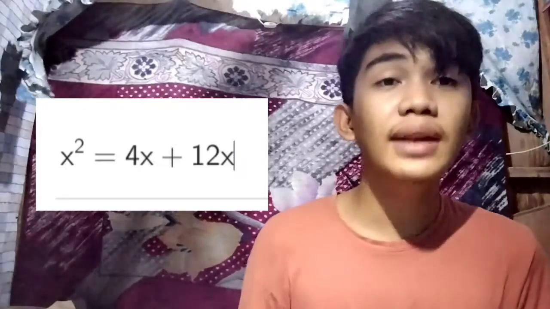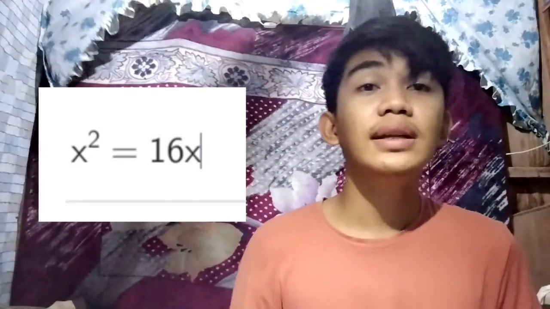So next, let's add both sides by 12x. So we can cancel out the negative 12x. So it will become x squared is equal to 4x plus 12x. So 4x plus 12x is equal to 16x. So we can get x squared is equal to 16x. So divide out by x. So we can get x is equal to 16.